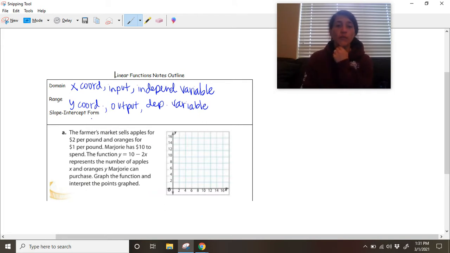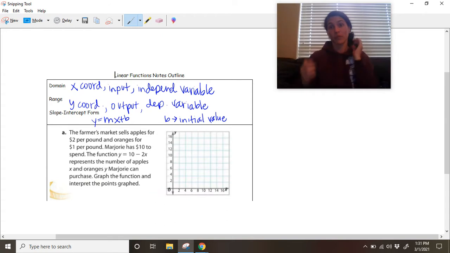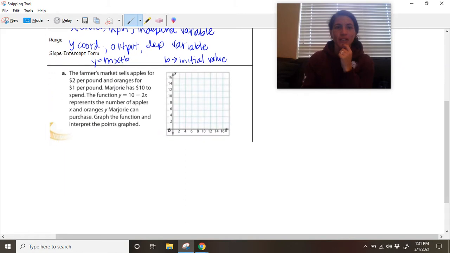And slope-intercept form, we've learned, is y equals mx plus b, where the m is the slope and the b is the y-intercept. It's that initial value. Now, sometimes you might see the equations written with the b first, but I'm going to just put them in regular slope-intercept form to at least be consistent. So let's go to our first example.